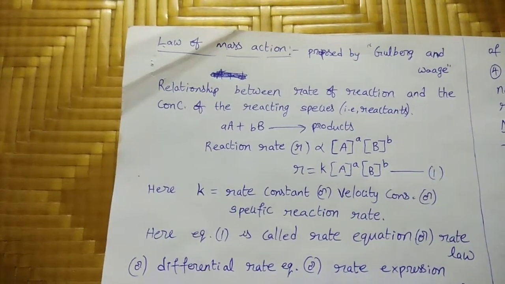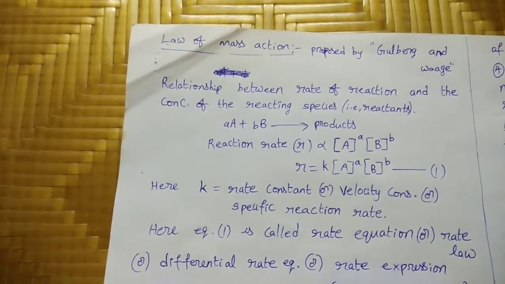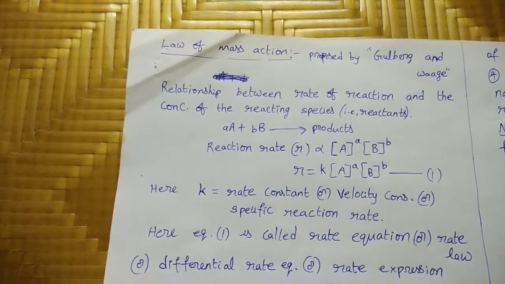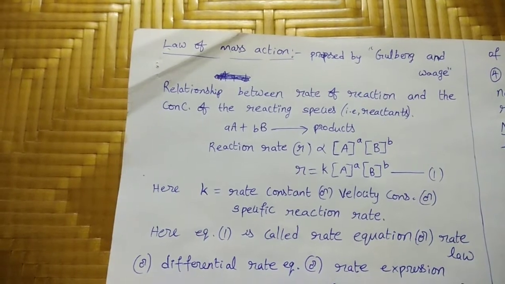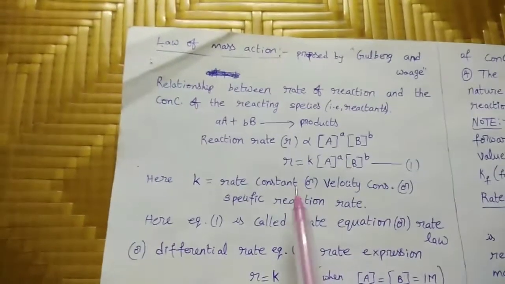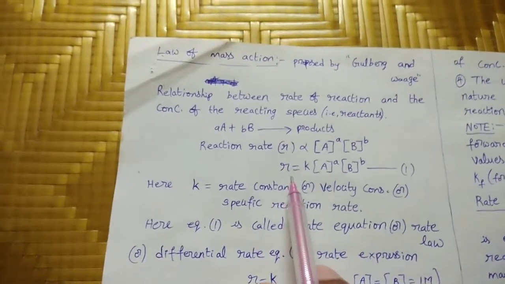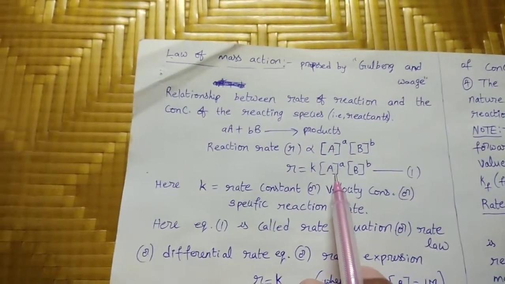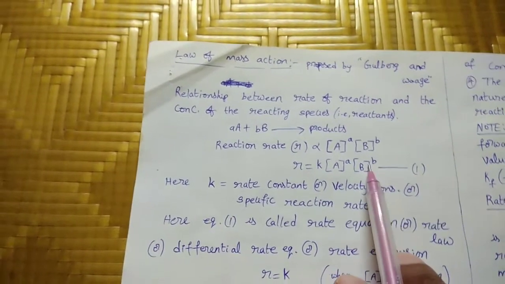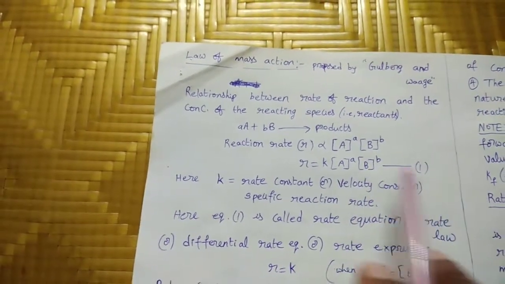For this, the reaction rate R is directly proportional to the concentration of the reactant A raised to the power small a and the concentration of the reactant B raised to the power small b. From this, we can write the reaction rate R equal to K into concentration of A raised to the power a into concentration of B raised to the power b. Let it be equation 1.